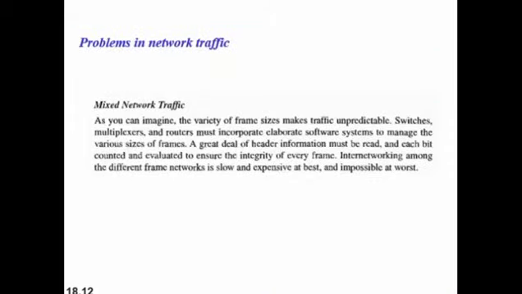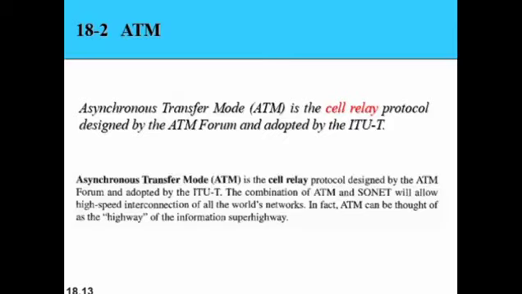What problems may we face in network traffic? Sometimes we may have a variety of frames, the size may not be fixed, so these are the problems. It may be difficult to identify the start or beginning of the frames, so it also creates difficulty in handling the traffic, right? So then we needed ATM, asynchronous transfer mode. It is cell relay, whose PDU is a cell, a protocol designed by the ATM Forum and adopted by the ITU-T, right?